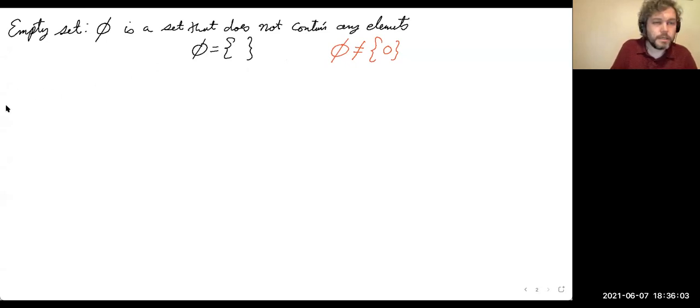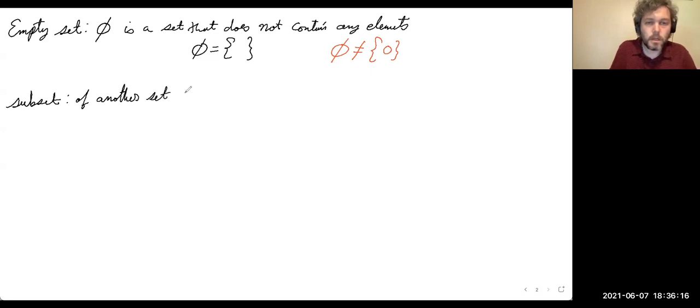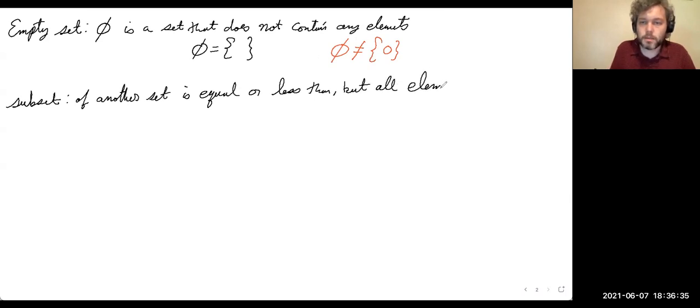And the next thing I should define is the subset. A subset of another set is equal or less than, but all elements must be contained.